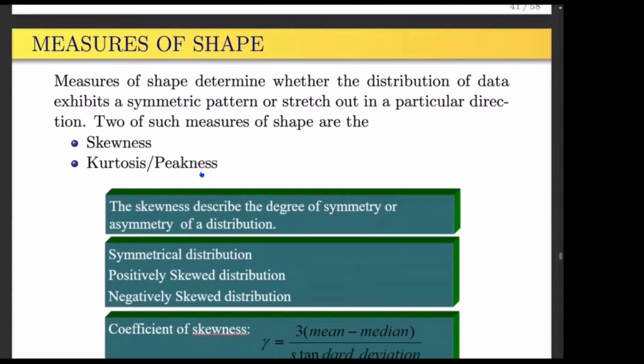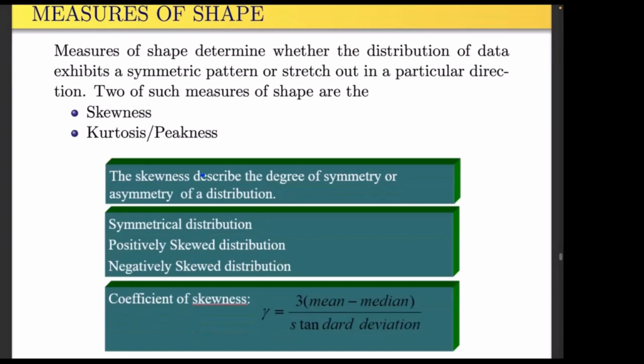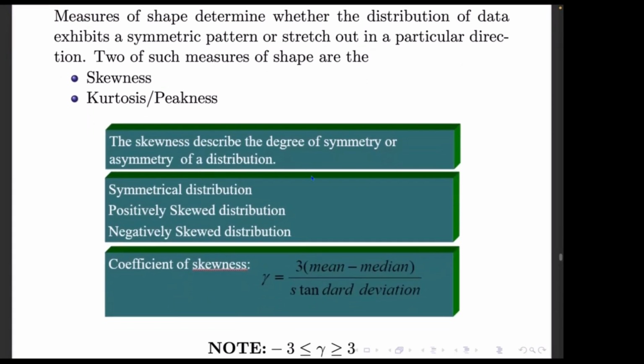We go to our last topic, which is the measure of shape. Measure of shape is just two things. It's about the kurtosis and then the skewness. With the skewness, we have three things: symmetrically skewed, positively skewed or right skewed, and then negatively skewed or left skewed.